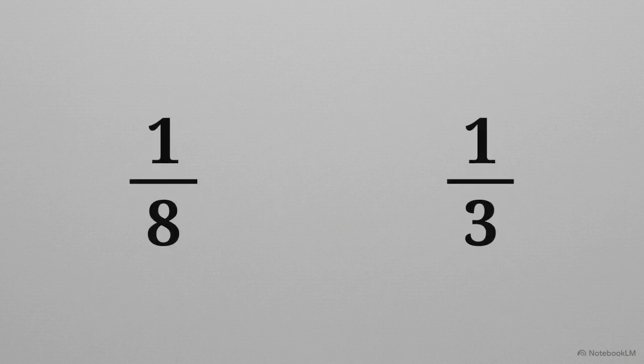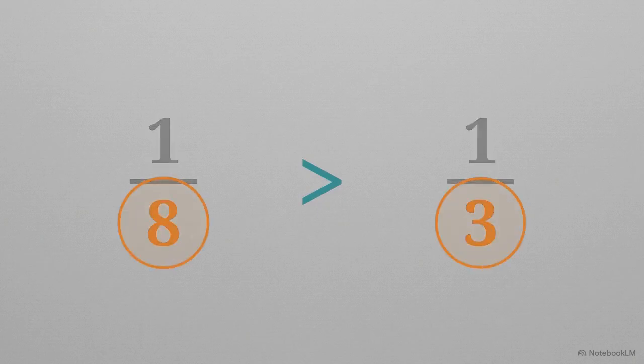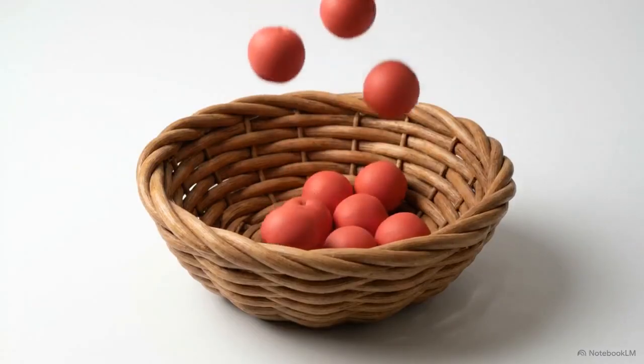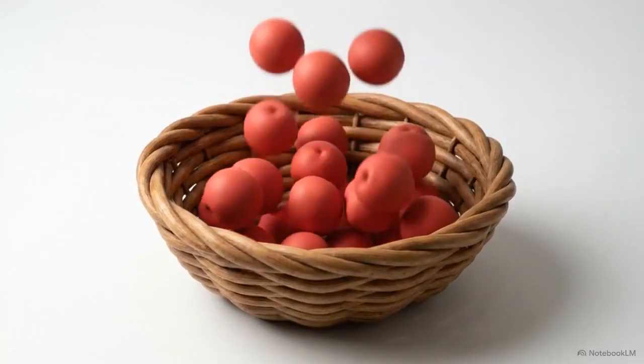Or take comparison. Ask someone to look at 1/8 and 1/3 and identify the larger quantity. A significant percentage of people will point to 1/8, simply because 8 is a larger number than 3. Human cognition is wired for whole numbers. We count distinct, unbroken items.